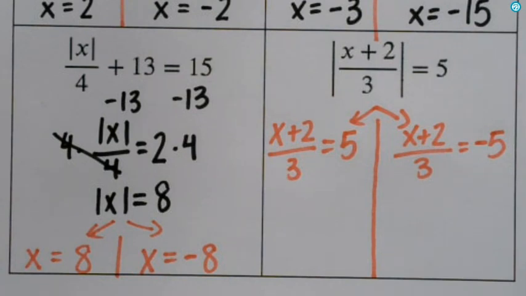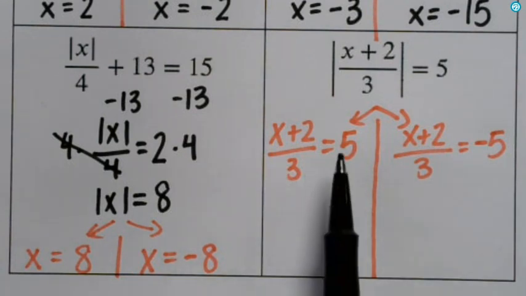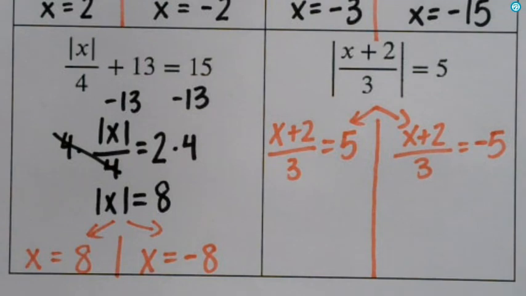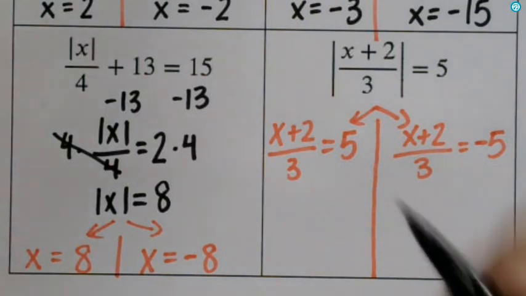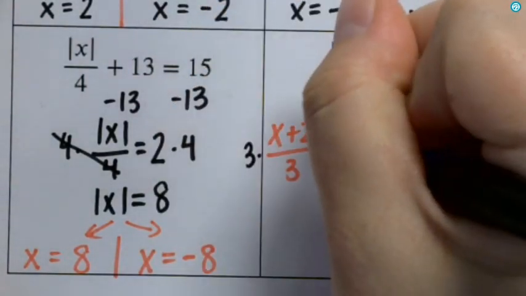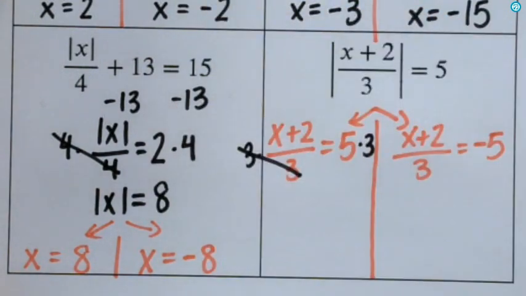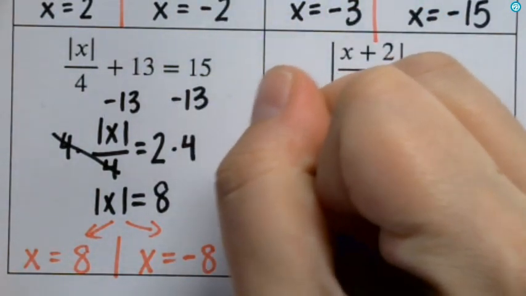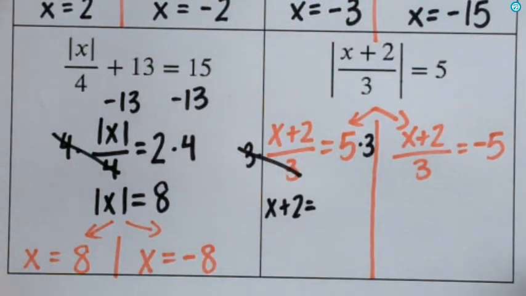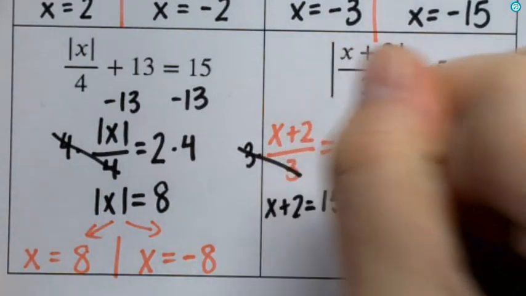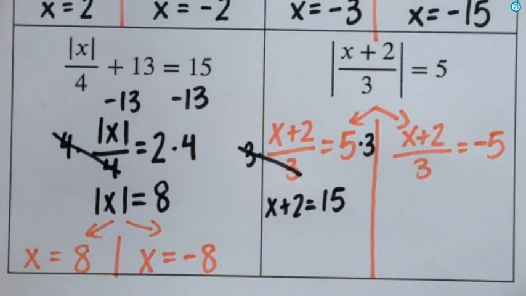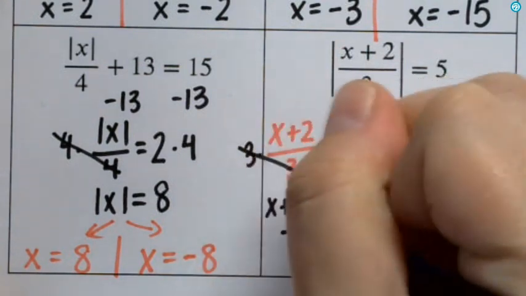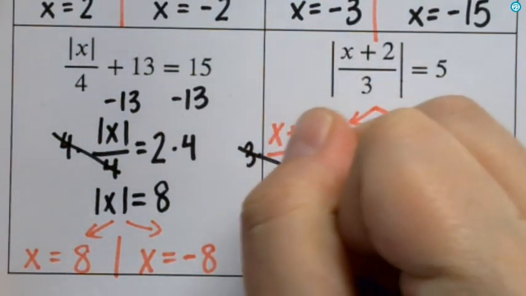Okay, x plus 2 all over 3 equals 5. We'll solve both of these. I'm going to do them one at a time. You'll end up doing the same steps, getting different answers. So I'm going to multiply by 3 on both sides. These will cancel. So I've got x plus 2 equals 5 times 3 is 15. And I will subtract 2 from both sides. We'll get x equals 13.